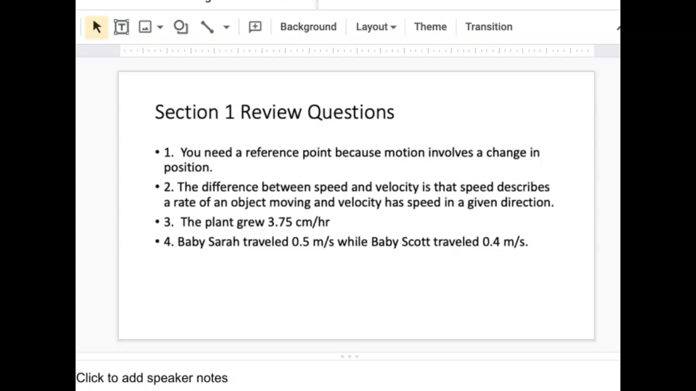So remember that if you ever watch the weather on the news, they'll say the wind is in an easterly direction and they give you the miles per hour or something. That's the velocity of the wind. Question 3, they gave you some information and you had to determine that the plant grew 3.75 centimeters every hour. And then question 4, compared 2 babies and they're crawling, and baby Sarah was faster because she went 0.5 meters per second while baby Scott only traveled 0.4 meters per second.